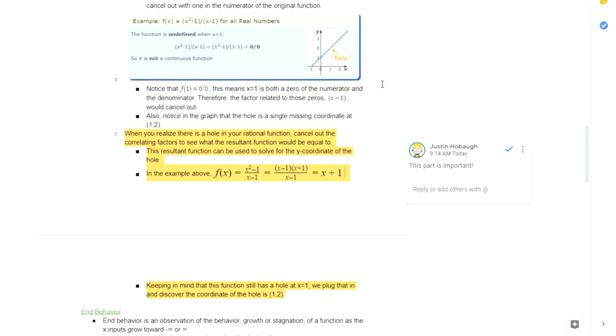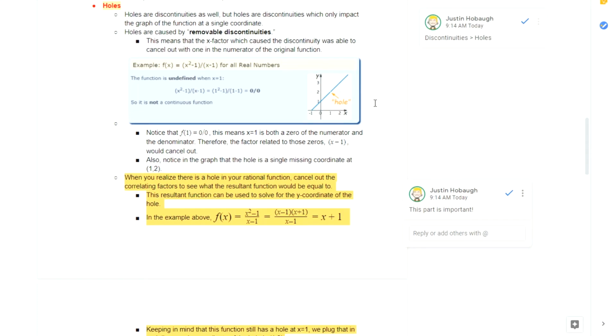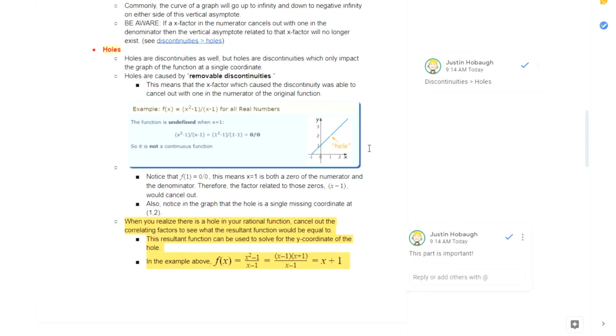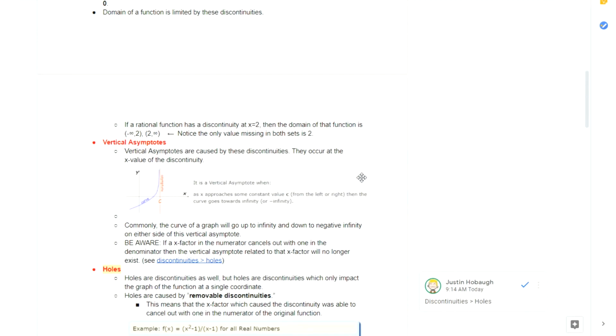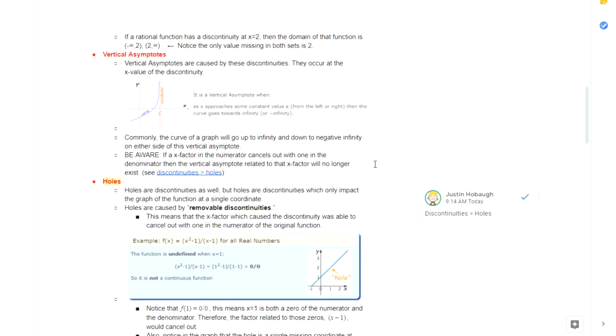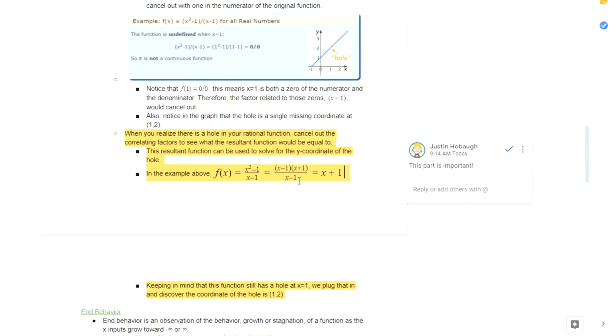I'd recommend pulling up these notes yourself while you're looking at this video. So essentially the difference between a vertical asymptote and a hole is that in a vertical asymptote, that denominator would not cancel out, whereas in a hole, the denominator would cancel out like we got here. And then my function is just x plus 1.